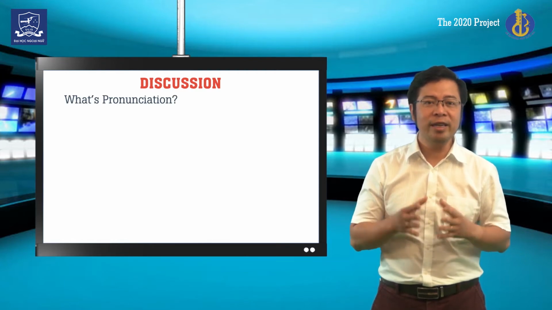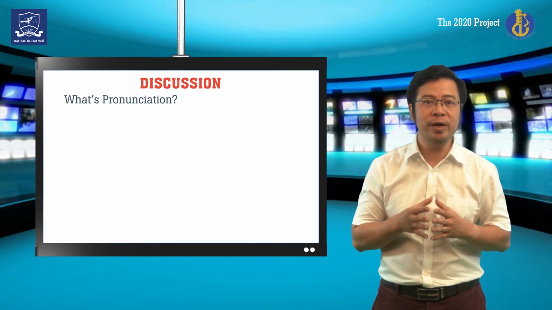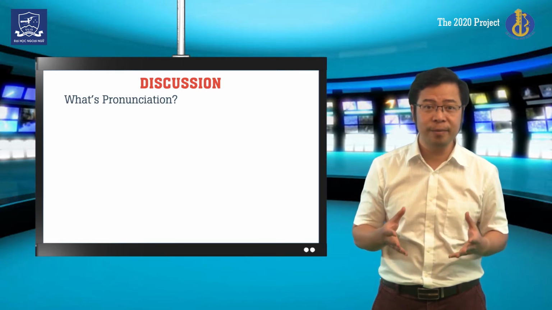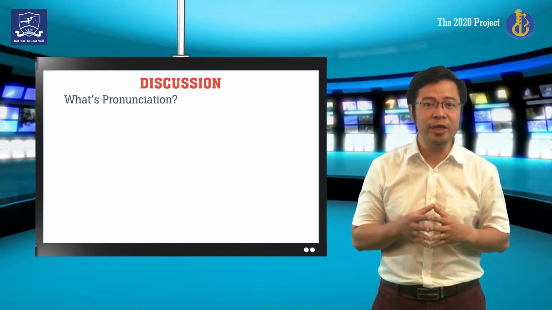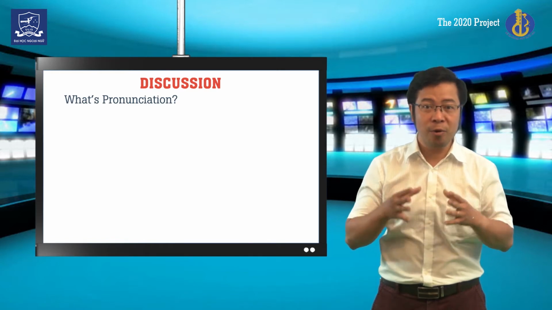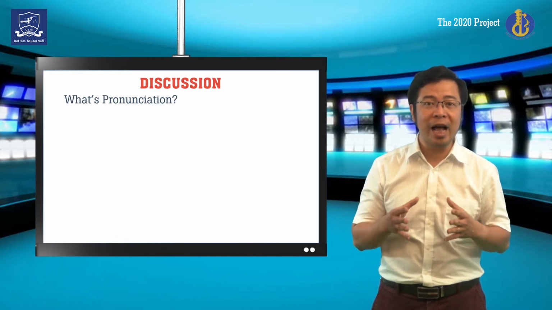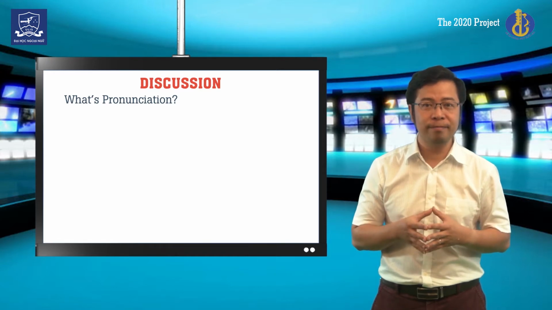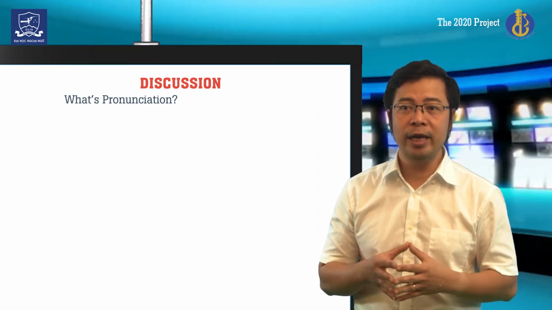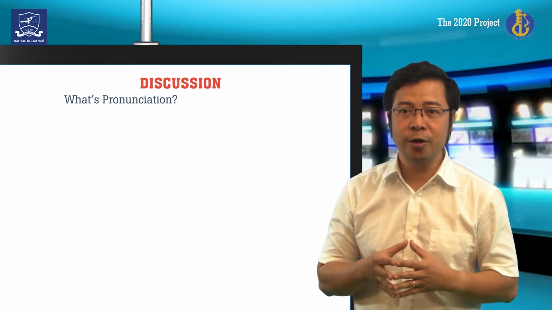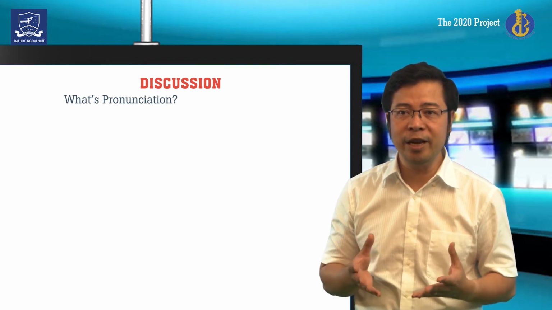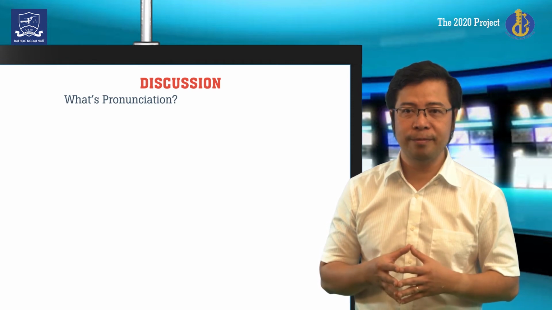Actually, there are different definitions related to pronunciation. However, the broadest and easiest definition to remember is, pronunciation is the way a language is spoken. Therefore, it includes sounds, word stress, sentence stress, rhythm, linking, intonation, etc.